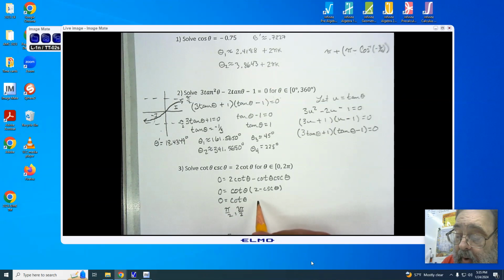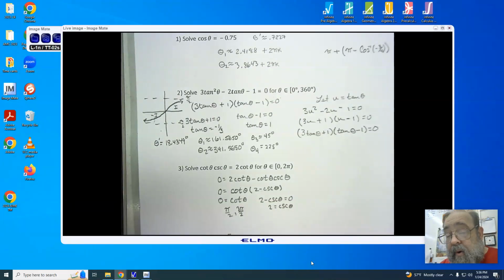To find the second part, we're going to set 2 minus cosecant of theta equal to 0. And I'm going to move the cosecant so that I keep positive values. I now have 2 equals the cosecant of theta. If you wish to flip it around, you may, so that the cosecant of theta is 2. And we know that this is going to happen when sine is 1/2. We know sine is 1/2 at pi over 6.